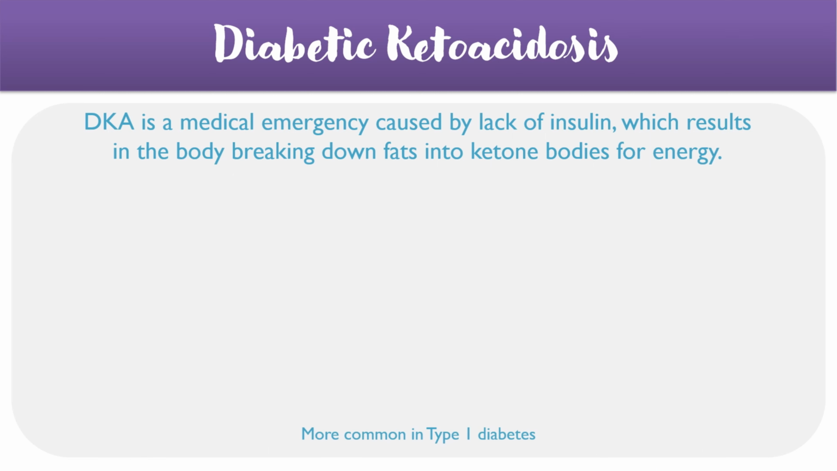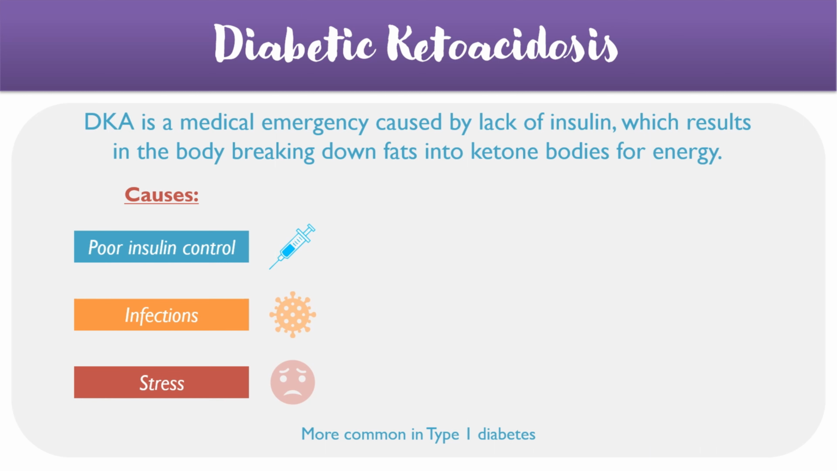If you take a look at the causes of diabetic ketoacidosis, the most common is poor insulin control, where insulin injections aren't administered on time. There could also be infections or stress related to surgery, which can cause this.